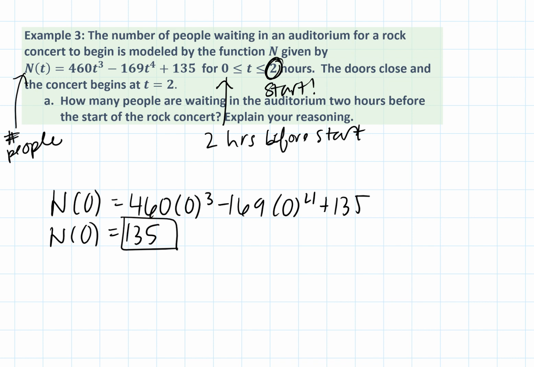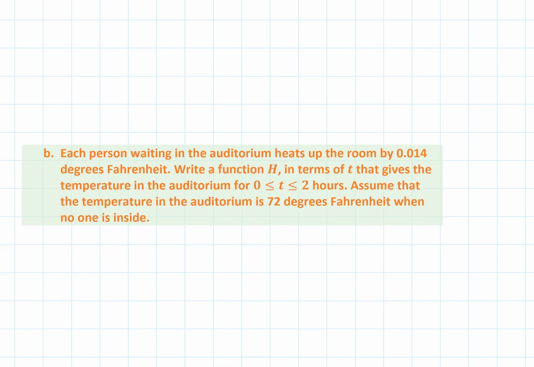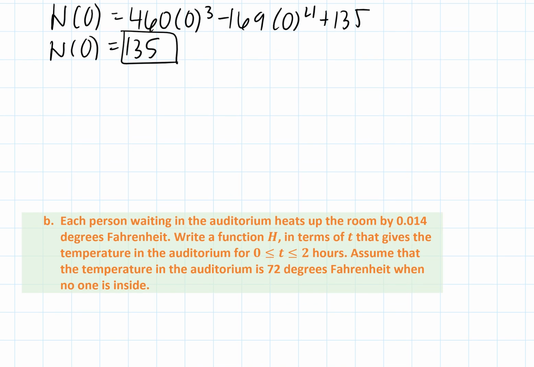And we made sense of that because 2 hours before would be t equals 0 if t equals 2 represents the start of the concert. All right, last question. Each person waiting heats up the room by 0.014 degrees Fahrenheit. Write a function h in terms of t that gives the temperature. Okay, h is the temperature in the auditorium for t between 0 and 2 hours. Assume that the temperature inside the auditorium is 72 degrees Fahrenheit when no one is inside. So this is like our baseline.